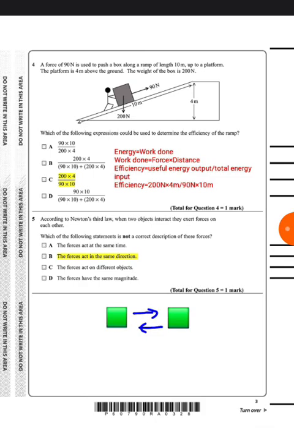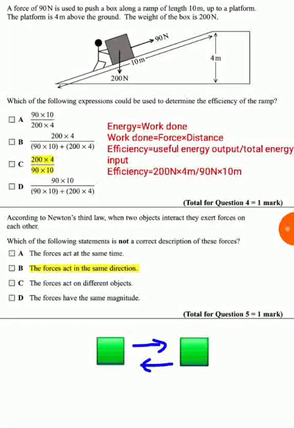Here I have drawn two squares. You can see the first square is going to the right side and the second square is going to the left side.